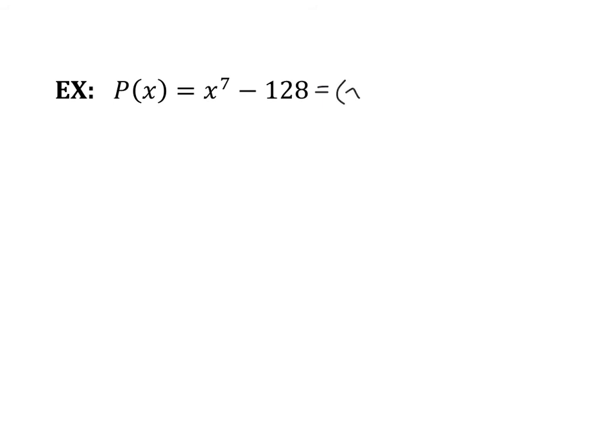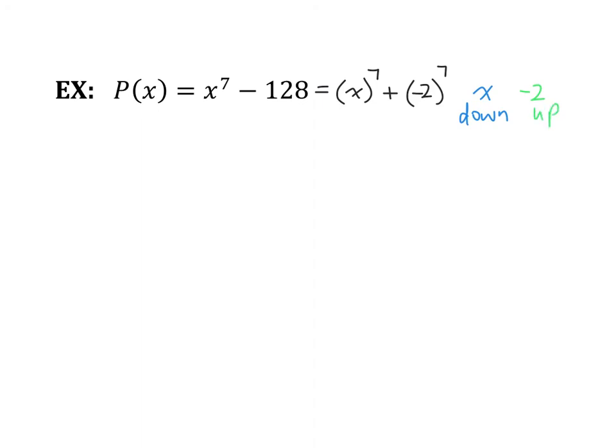So again, this is like saying the quantity x to the 7th plus, and now we want to rewrite 128 or negative 128 as a perfect power of 7. So that's just going to be negative 2 to the 7th. So the players in the game are x and negative 2, okay? So the x powers go down, and the negative 2 powers go up, okay?